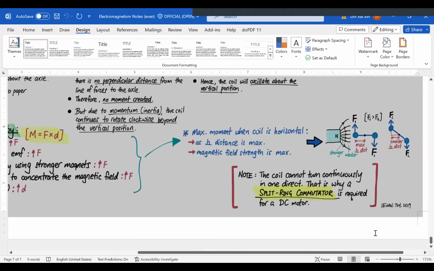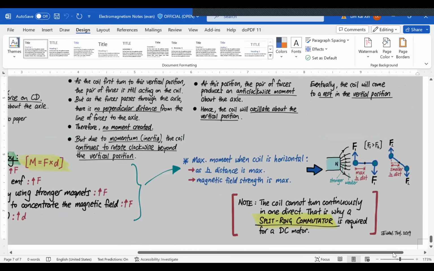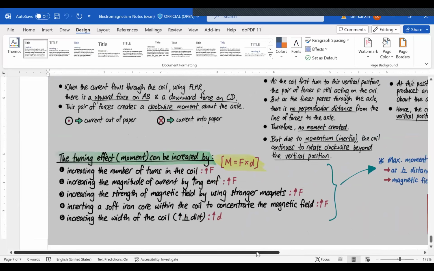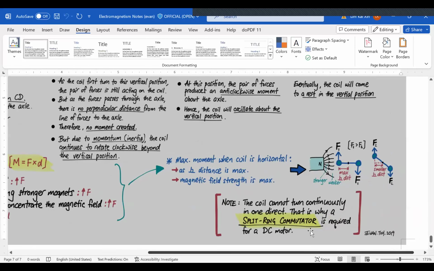Again, the same thing happens for how do I increase the moments. It's the same way. But just take note that the coil cannot turn continuously in one direction. That is why a split ring commutator is required for a DC motor.